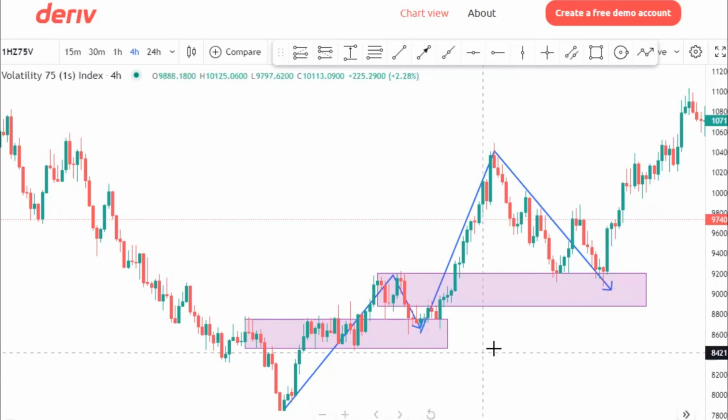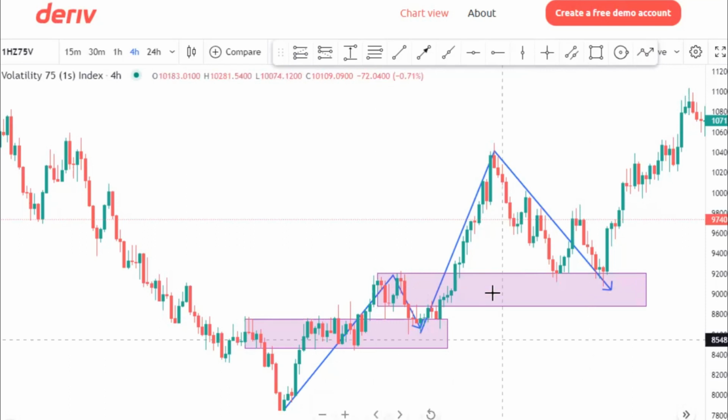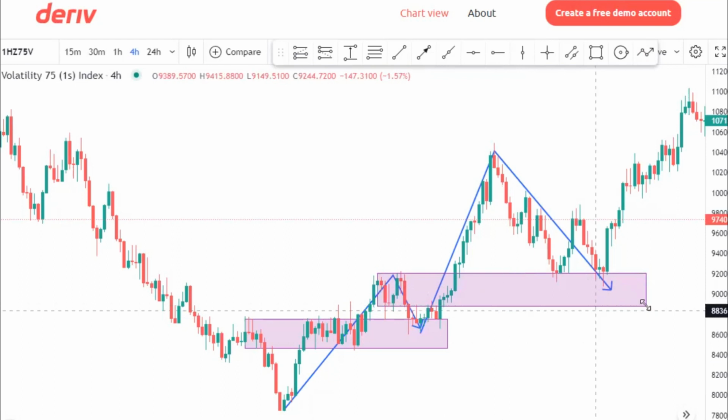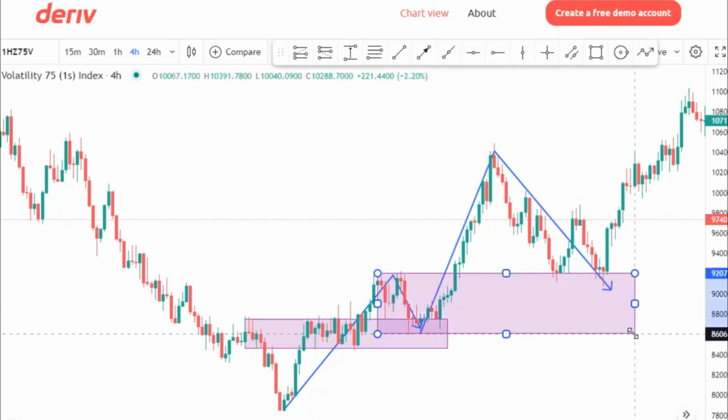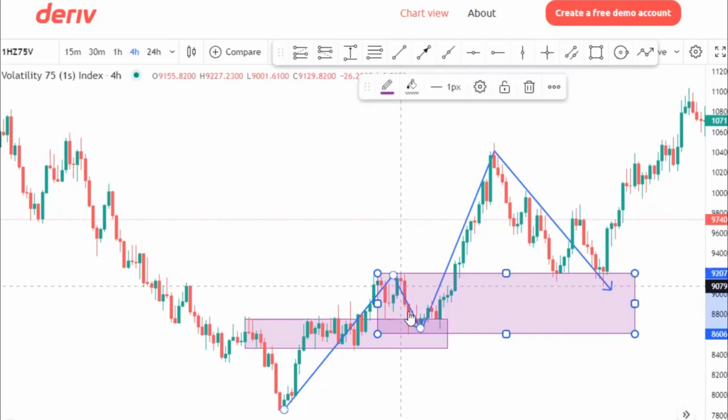Now, something that I must show to you is this. In this type of scenario, your stop loss is going to go like this. It's going to go below the whole of these red candles here. That is going to be your stop loss. Let me remove this.